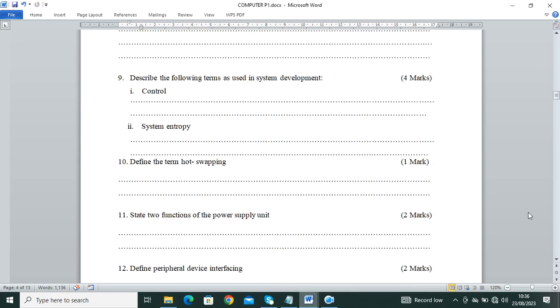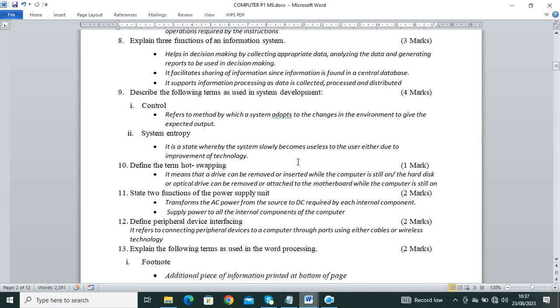Question number 9. Describe the following terms as used in system development. We have control and system entropy. These are characteristics of a system. So, when we talk about a control, when we talk about system entropy, what are we talking about?